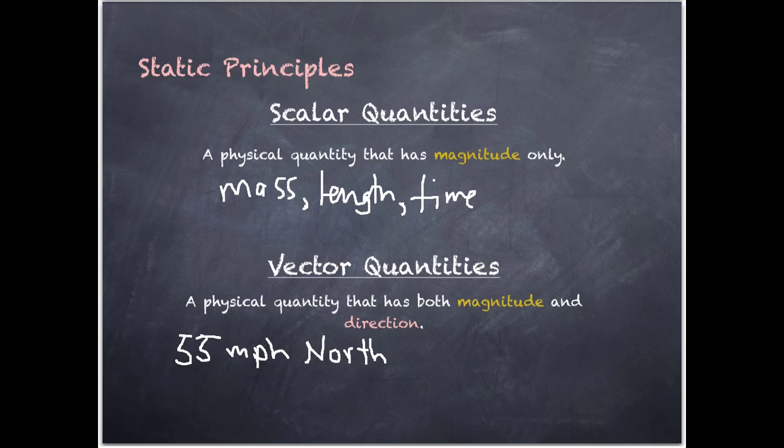It has a magnitude. This here's the magnitude. And it has a direction. This is my direction. We call that velocity. Most people call 55 miles per hour speed, which is true, but if it's a velocity, I have to also include which direction I'm traveling. Other examples are moments and force. Those are all vector quantities.